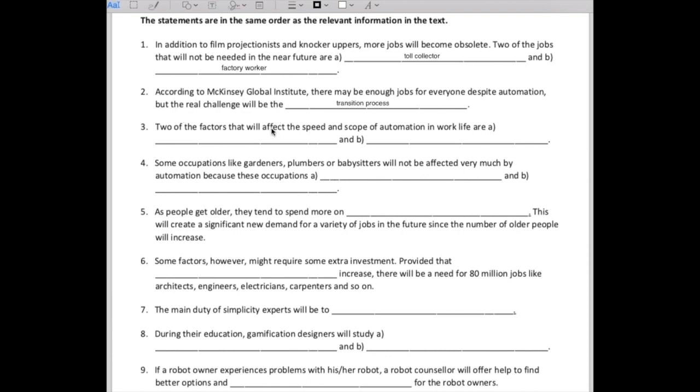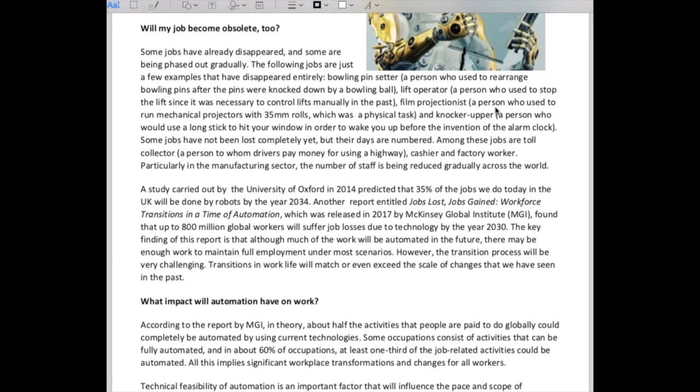Now we have the verb affect. Can you think of any synonyms of affect? When I say affect, I can think of influence, change, or impact that can be synonyms of affect. Okay, anything else? We have speed, which is an important word, scope, which is like range or extent, and then again, we have automation. Now specifically, we're looking at automation in work life. Okay, so let's have a look at the text. We've taken information from this paragraph, let's continue.